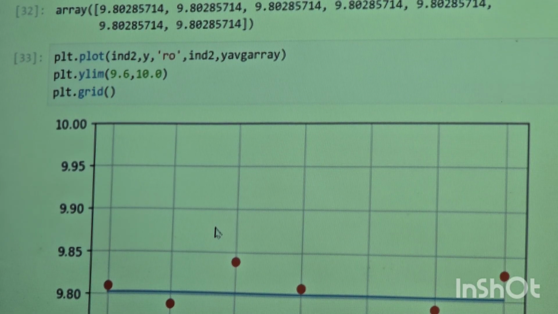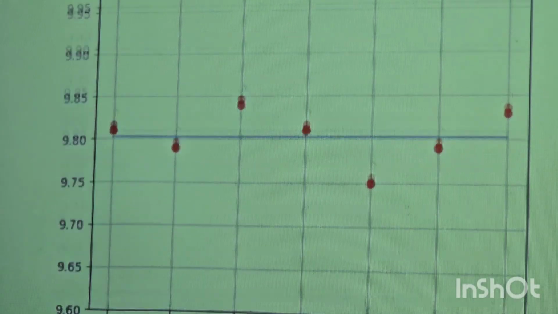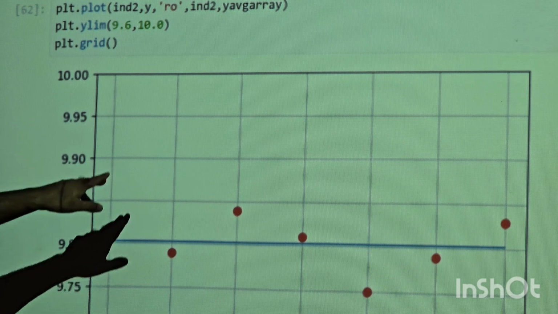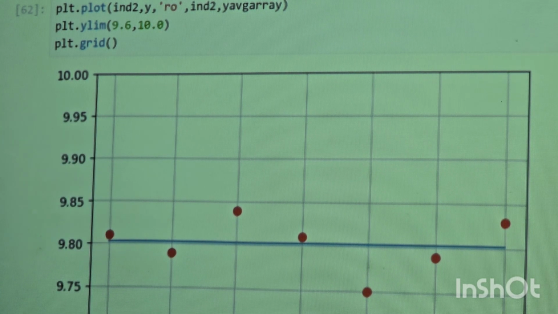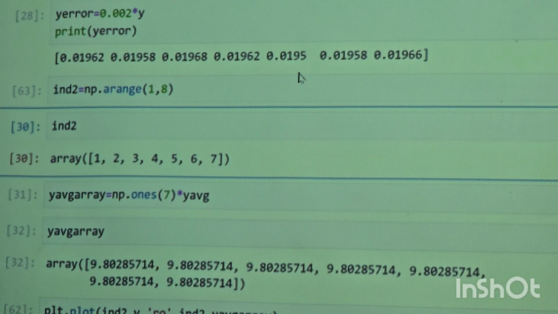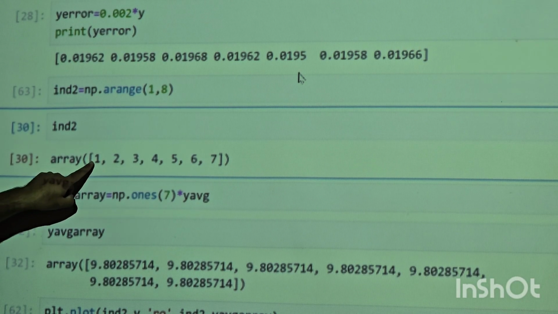First of all, let's plot the data. So this is a plot of the data. See how I've plotted it. I have a variable called index2. So I define a variable index2, which is simply the sequence of numbers from 1 to 7.